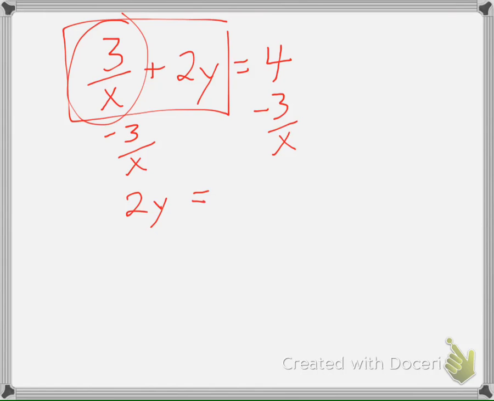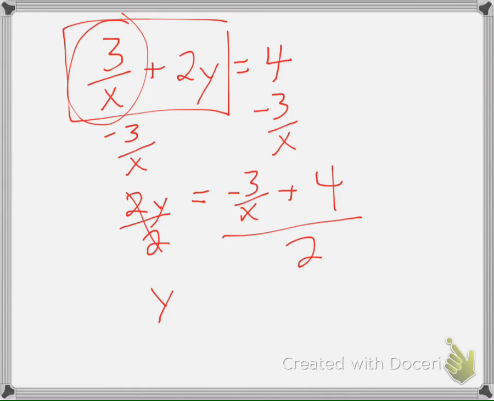2y equals negative 3 over x plus 4. Now what do I need to do? Divide by 2. So I get y equals, and now this one is going to be negative 3 over 2x, because the 2 gets added to the bottom because we're dividing. So we get that, plus 2 if I divide 4 by 2.